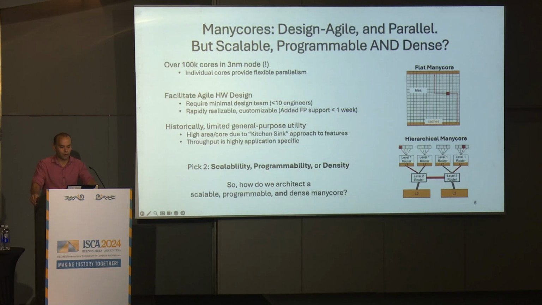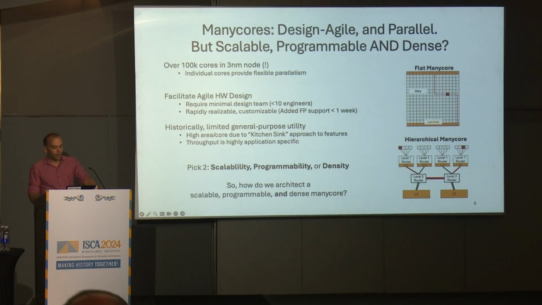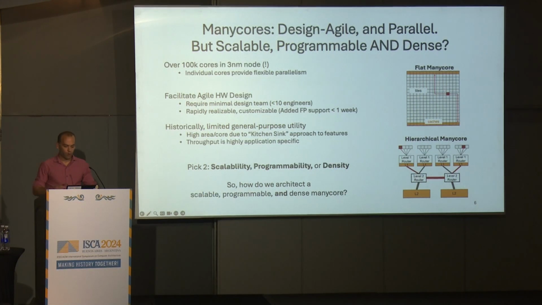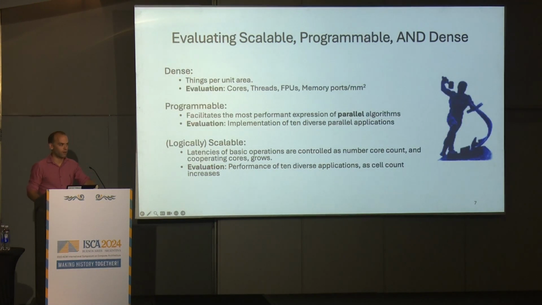To understand this question, we've developed a taxonomy in our paper between flat Manycores, which have arranged cores in a 2-dimensional matrix and simply scale a number of cores, and hierarchical Manycores, which aggregate cores into neighborhoods that then communicate over a hierarchical network. We develop a third type of Manycore, which is cellular Manycore, which I'll develop in just a second. But first, how do we evaluate?